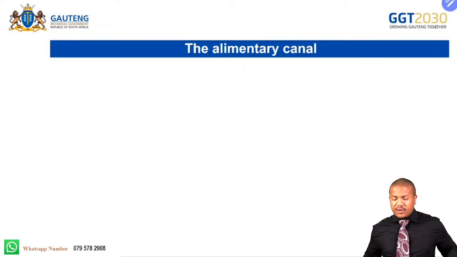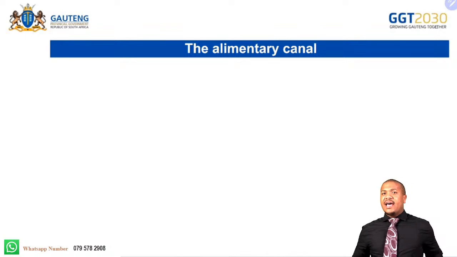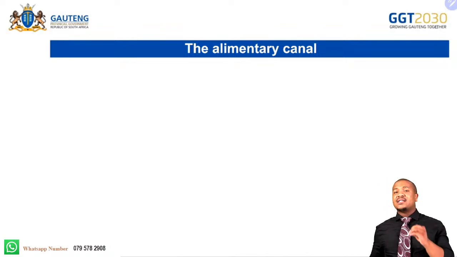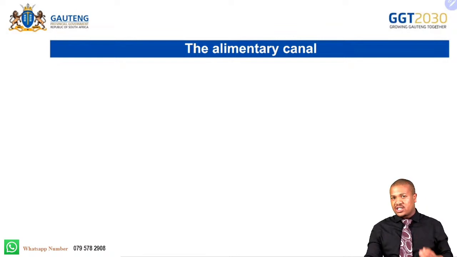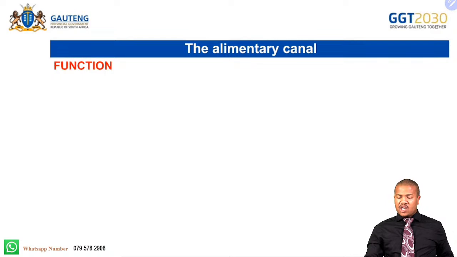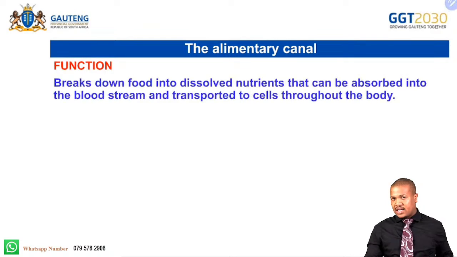So now, the alimentary canal. The alimentary canal is all the parts that help with the breaking down of food to make it smaller and simpler and to be able to be absorbed in the bloodstream, right? So the alimentary canal is also another word for the digestive system. Are we together? So what is the function of the alimentary canal?